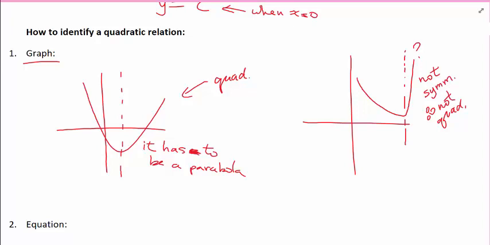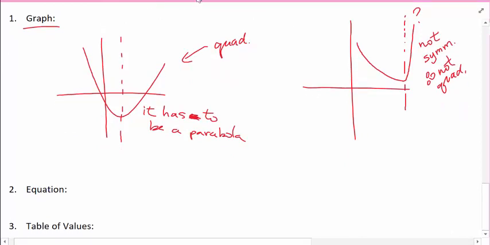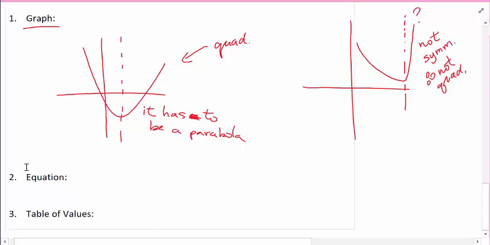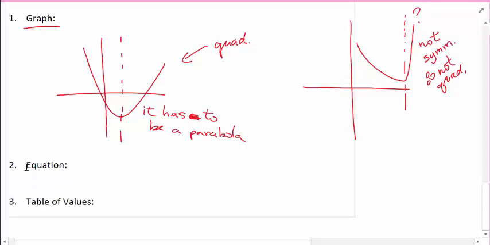So from the graph, it's pretty easy. If I give you a graph on the test and I say, is this quadratic? All you have to say is, oh yeah, it's a parabola, so it's quadratic. Or this is not symmetrical, therefore it's not quadratic. Simple question, yes? The axis of symmetry? Yeah, we'll learn how to do that as we go through chapters 3, 4, 5, 6. Okay?